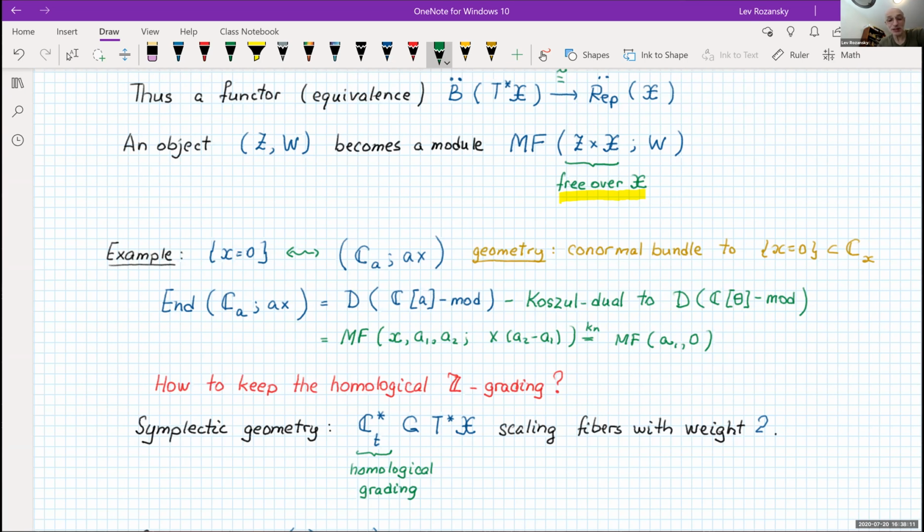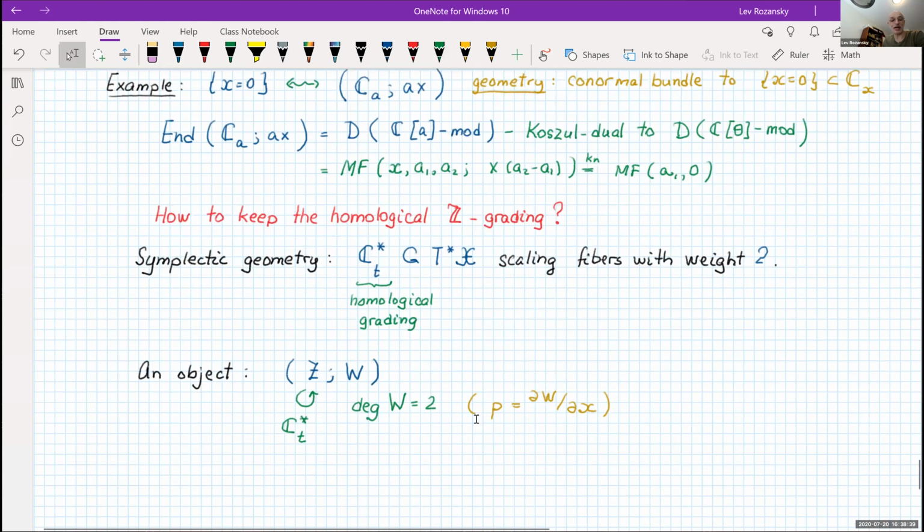The very final comment: in the derived story, the homological Z grading remained intact. So if you want to keep Z on the symplectic side, despite using matrix factorizations, then you have to introduce the action of C star on the cotangent fibers of T star X, acting with weight 2, and require that the degree of the superpotential should also be equal to 2. So the superpotential should depend linearly on the fibers, or on auxiliary variables if they also carry a weight of C star. In this way, we could have a Z-graded 2-category, which would be equivalent to derived algebraic geometry. So here I'll stop.